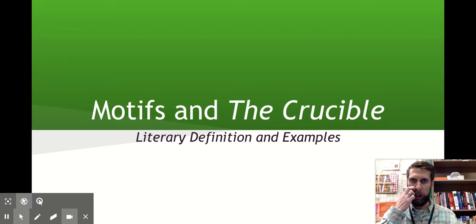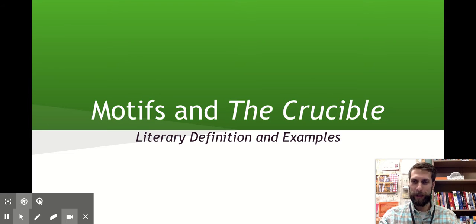We're using The Crucible. You could think about any longer text that you have to analyze, but this is a helpful literary term. Maybe it's an element that you can work into a larger analysis of an entire novel's theme or something like that. So we'll get started.